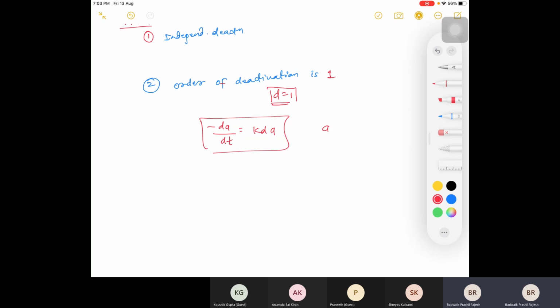So you know what is the range of a? At time t equal to 0, what is your value? And at time t, what is your value? Suppose I'm writing at time t, it is a. Obviously it will be lower than 1. What is my activity at time t equal to 0? 1, sir. Catalyst activity is 1. So can you integrate now?